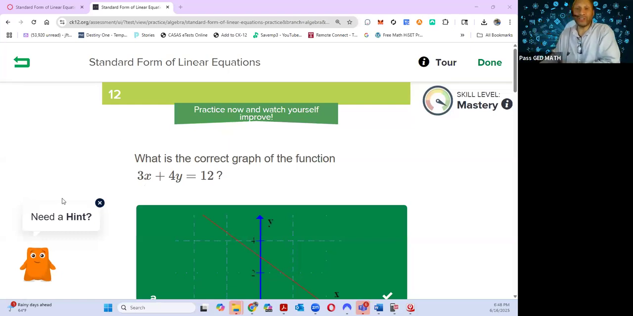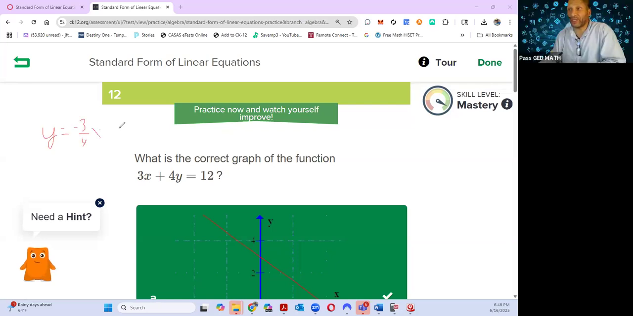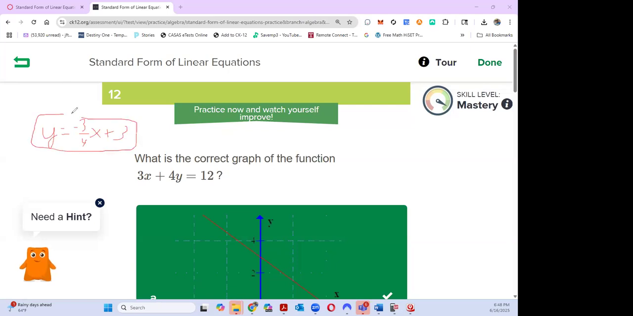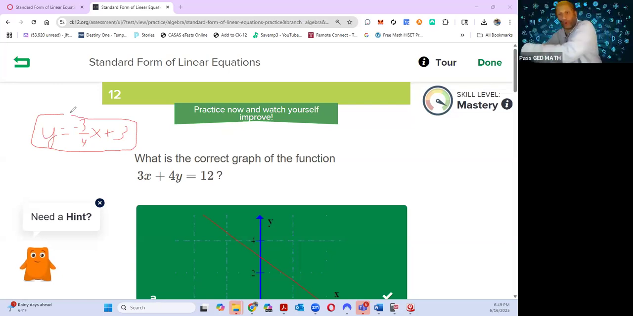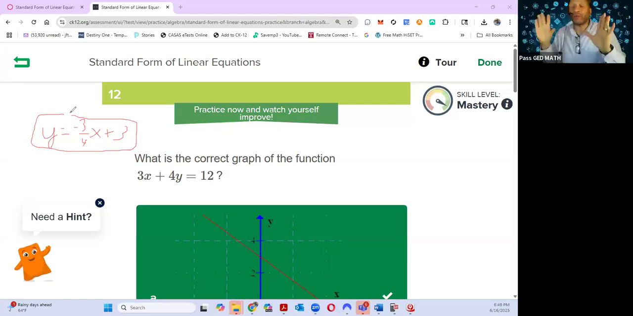What I need you to say every single time you see a linear equation, for example: y equals -3/4 x plus 3. This is slope-intercept form. It has to start with y equals. Slope-intercept form must start with y equals.